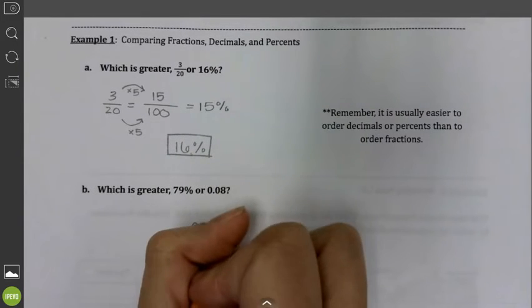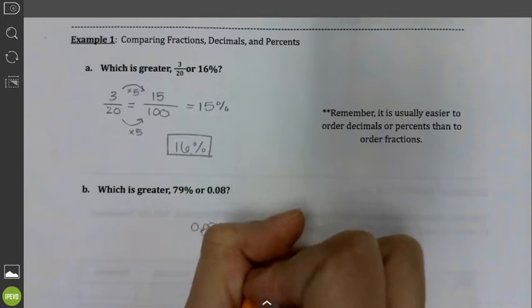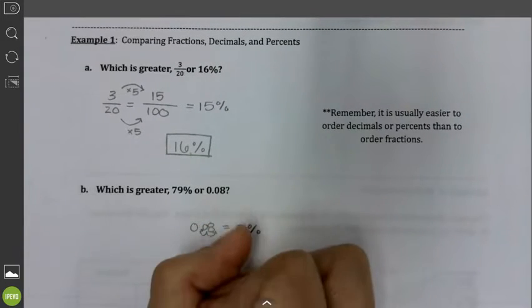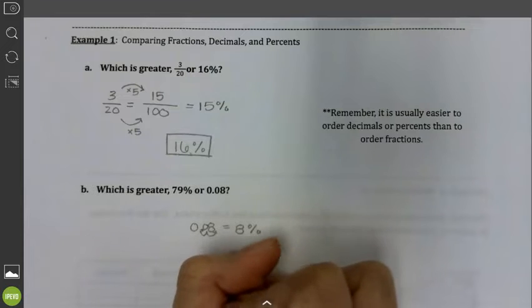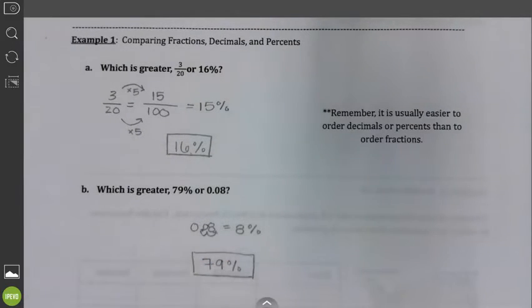I'm going to move the decimal point 2 spaces to the right to make it a percentage. So that gives me 8%. So which one is bigger or greater? 79%. Sorry, that's so tiny. Could have written that a little bit bigger.